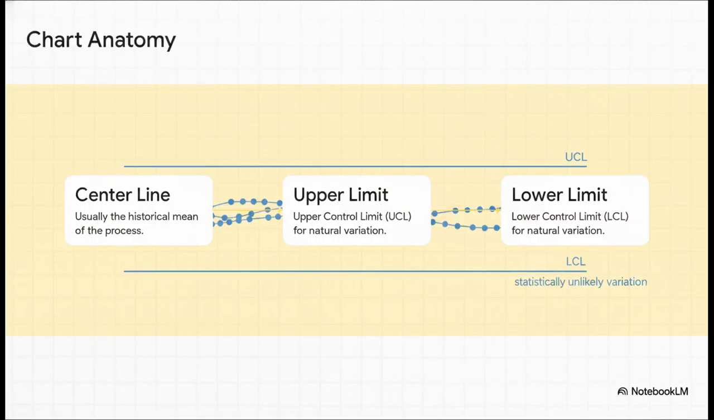This cleanly breaks down the simple anatomy of the tool. Every single control chart has a centerline, usually just the mean or average of your historical data. Then it has an upper control limit and a lower control limit. Now, these are often called natural process limits, and they're typically set at exactly 3 standard deviations away from that center line. These limits establish the exact mathematical threshold where a process output goes from just being normal, everyday variation to being statistically unlikely, basically an anomaly.